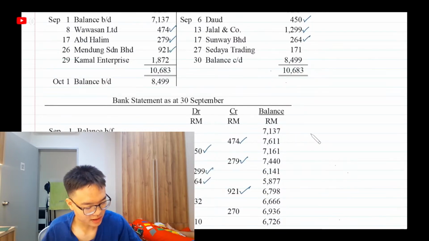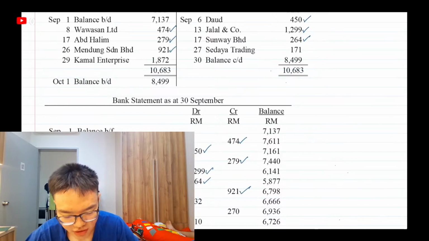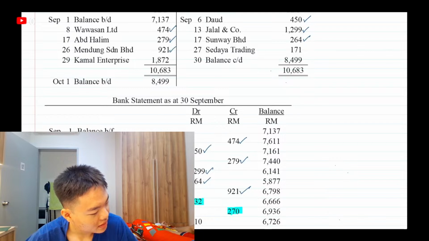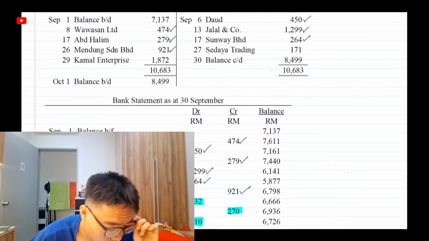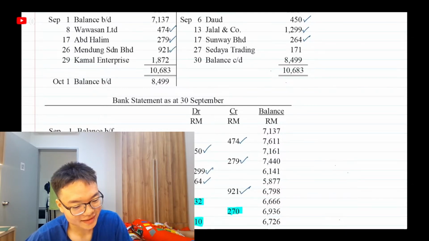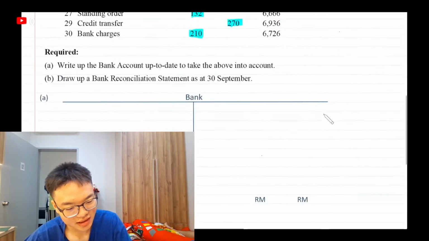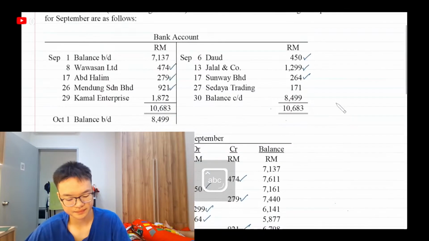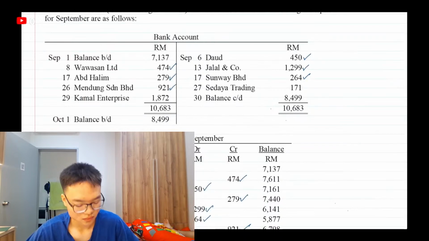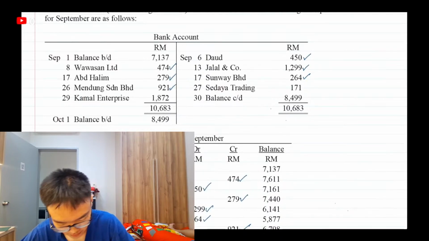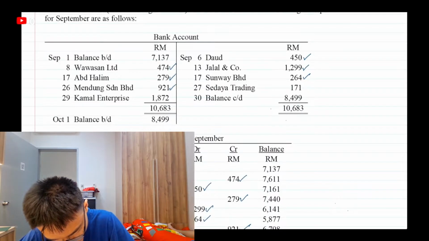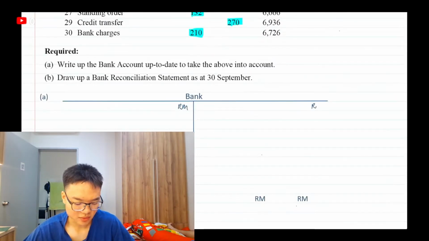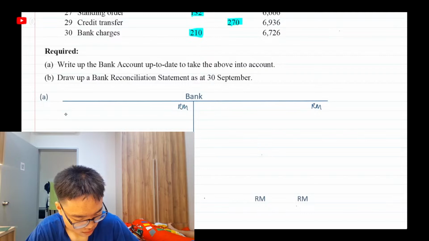Now, if you look at the bank statement, you have some items appearing here that are not in your cash book: one deposit here and two payments here. So the items that are in your bank statement but not in your cash book, you simply update them, which is what we're going to do to answer Part A. So first of all, we put in the balance in the bank account first. The balance is 8,499 ringgit. What is the date? No year, just September 30th.